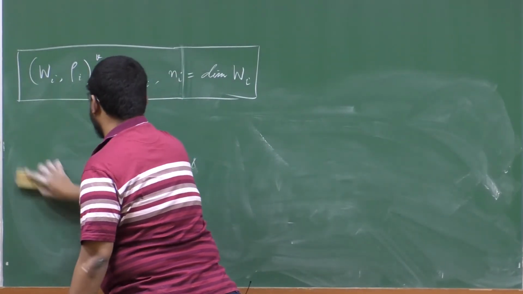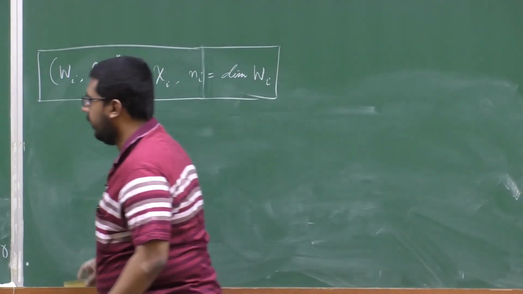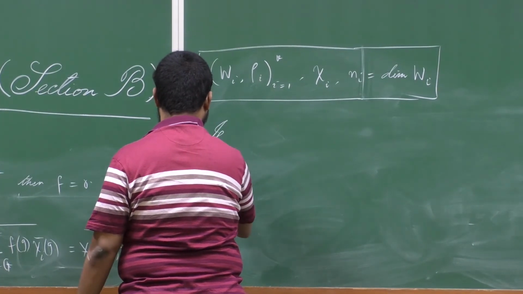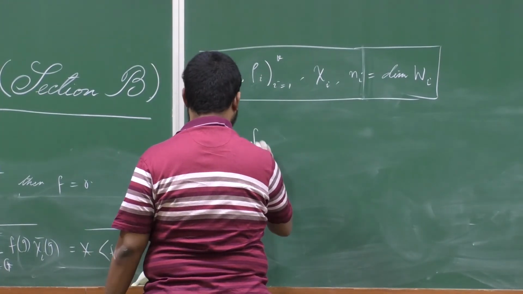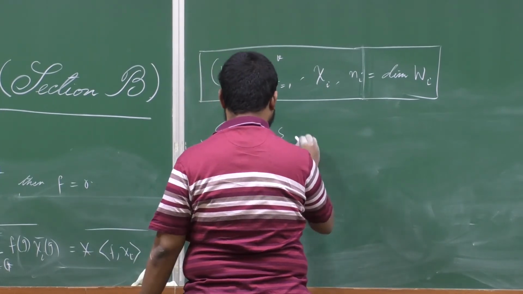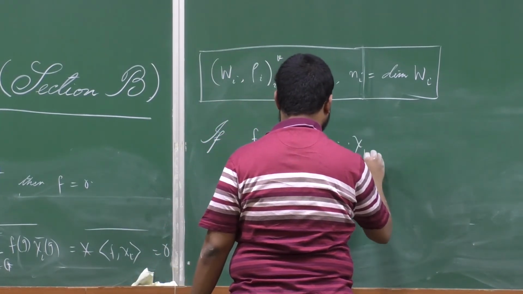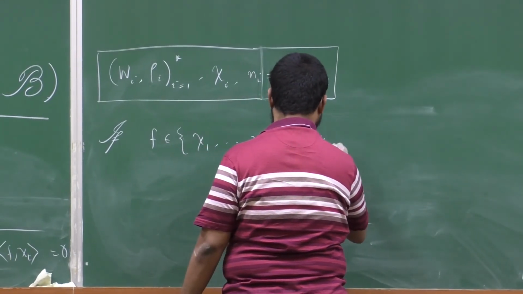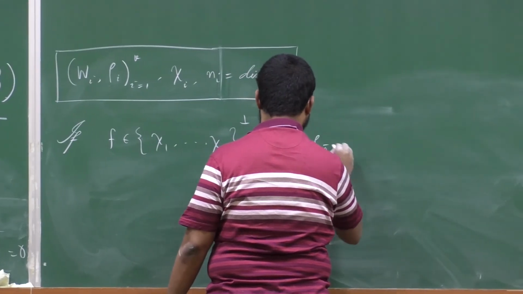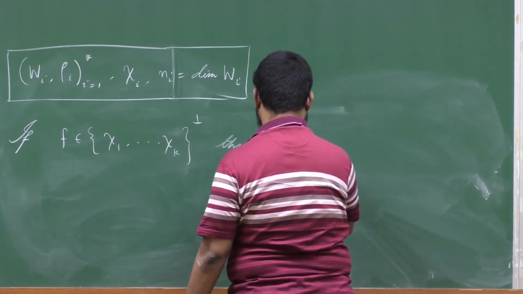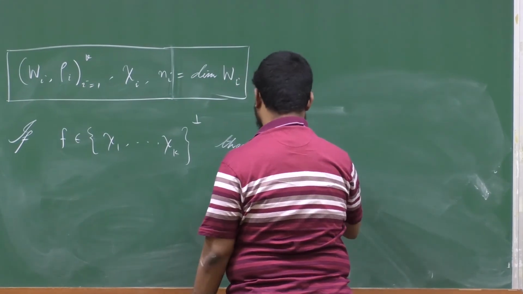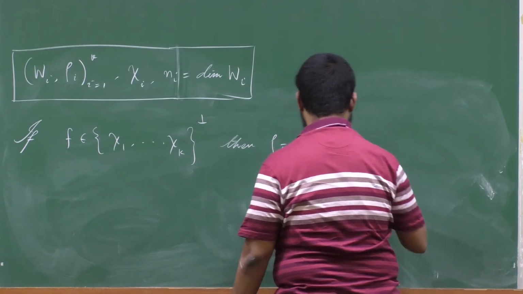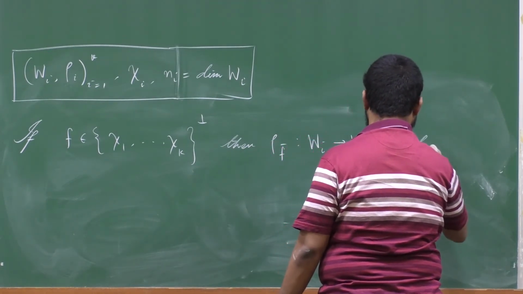I think with that I will just stop. In the next lecture I will finish the proof. I just made this claim that if f lies in the orthogonal complement of this, then rho f bar, which we have done is a map from Wi to Wi, is trivial.